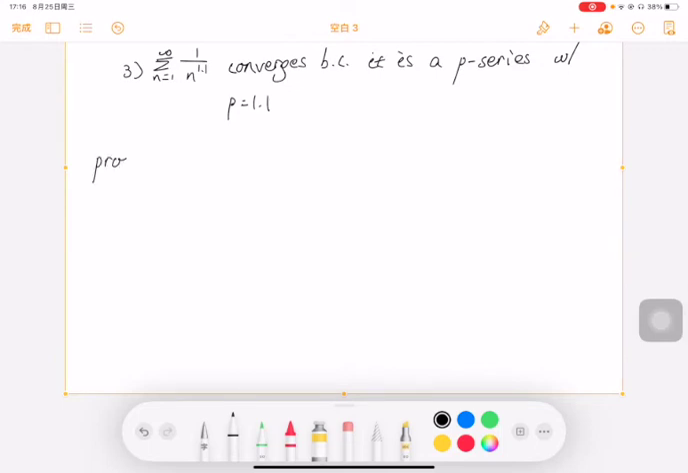Proof of the test of convergence. Proof of the test of, let's call it p-series convergence.